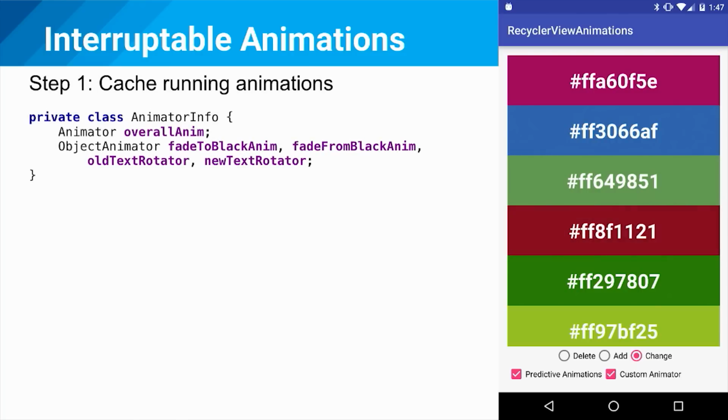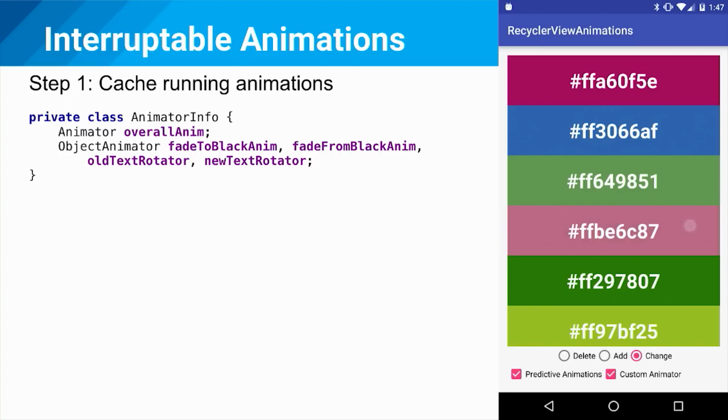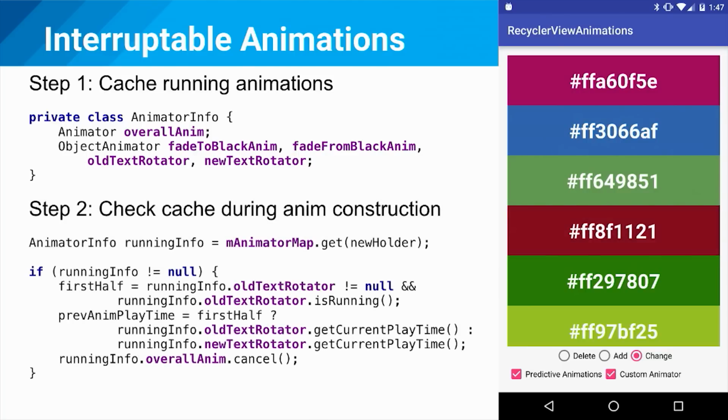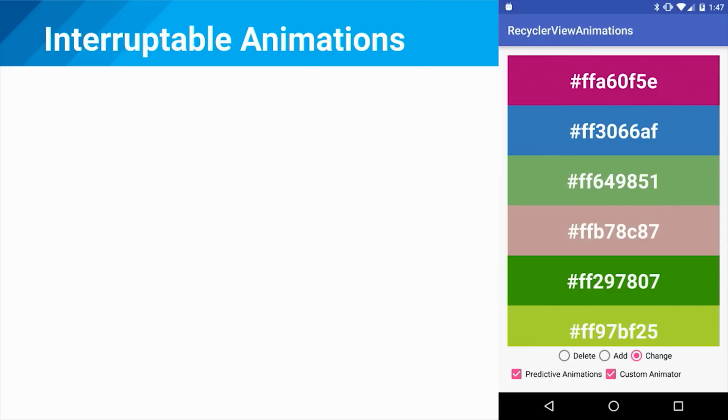First of all, we need to cache the running animations. We're going to need to retain information about what's actually running on each item so that we can get that information later. So we're going to cache this in this little data structure. And then we're going to check it. When we're told to animate a change, we're going to say, well, are there any animations currently running on this thing? If there are, let's record some information about that. Are we in the first half of the animation or the second half? And how far are we in those animations?